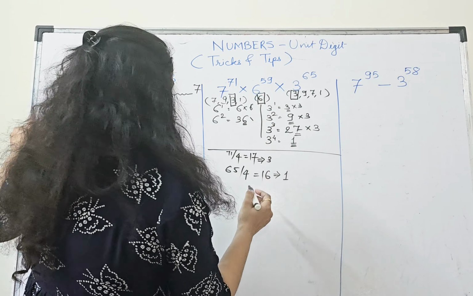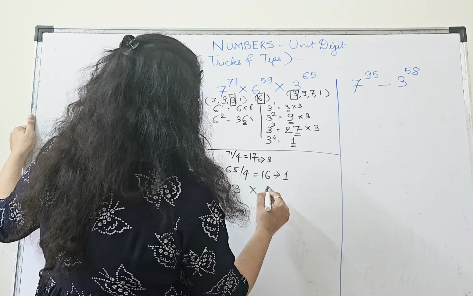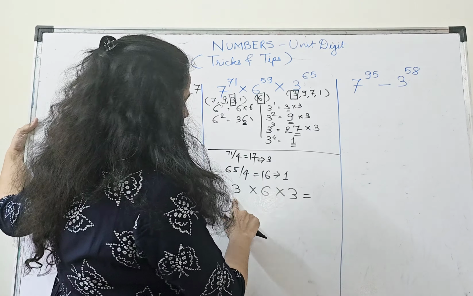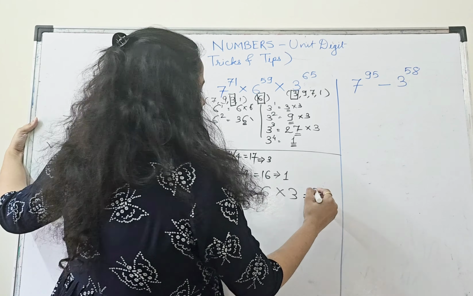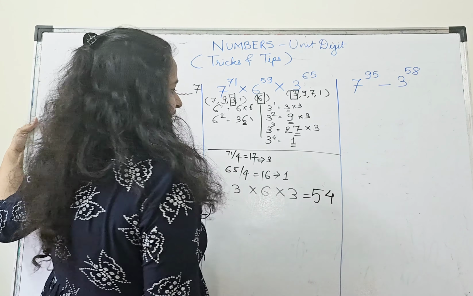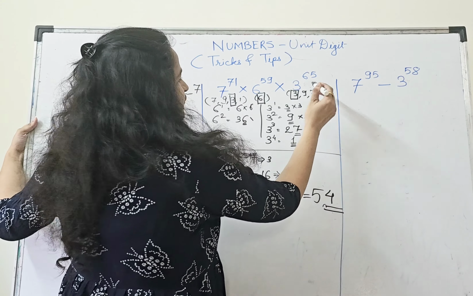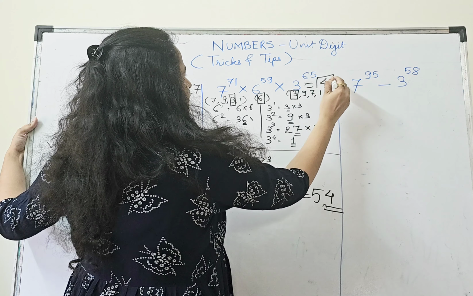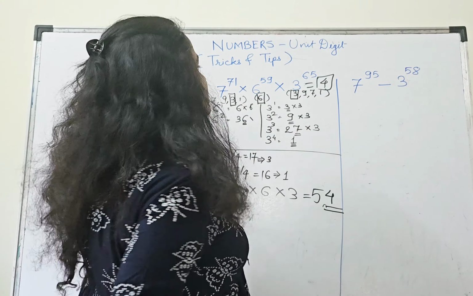So it is multiplication right now. So 3 into 6 into 3. 3 3s are 9 and 9 6s are 54. Correct? What's the unit digit? That is 4. So the unit digit of this complete calculation is going to be 4.